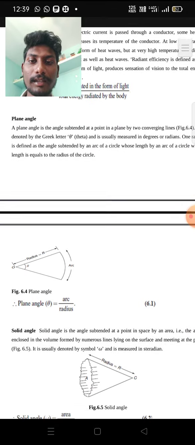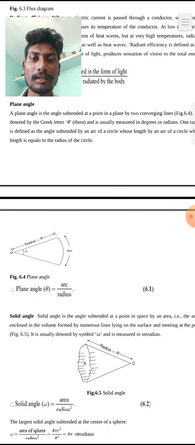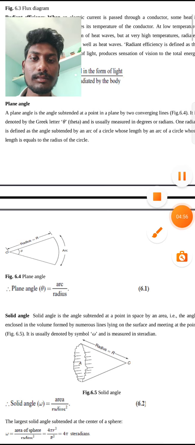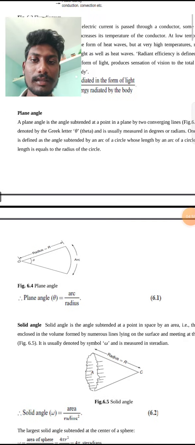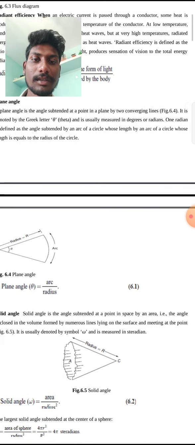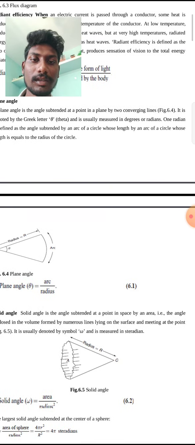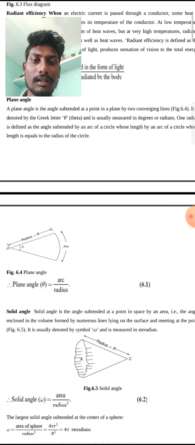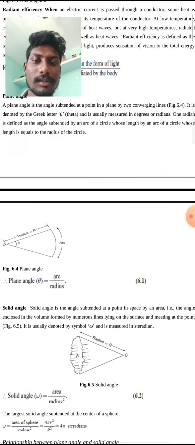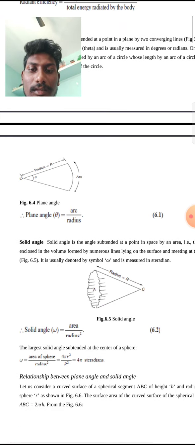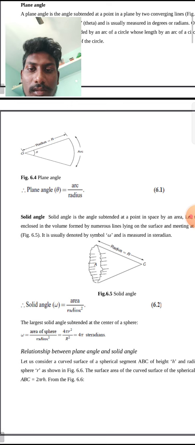Next, plane angle. A plane angle is the angle subtended at a point in the plane by two converging lines. It is denoted by the Greek letter theta and is usually measured in degrees or radians. One radian is defined as the angle subtended by an arc of a circle whose length is equal to the radius of the circle. It shows the figure of the plane angle.